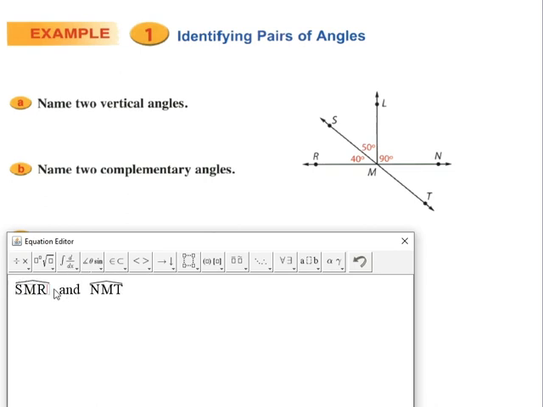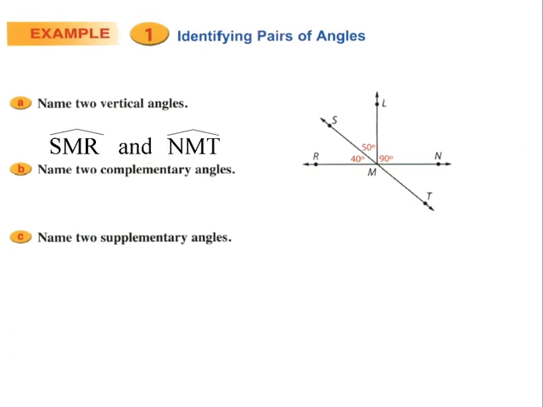That's, now it's correct. Why? You can ask me, teacher, what did you do here? Okay. Now that's good. Now name two vertical angles.